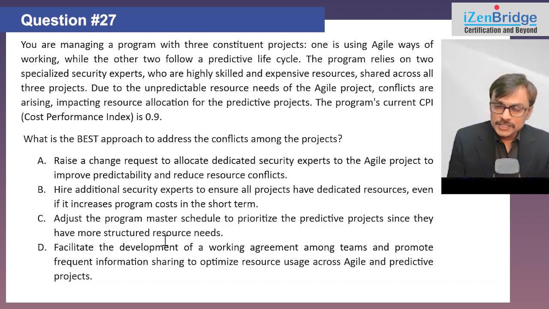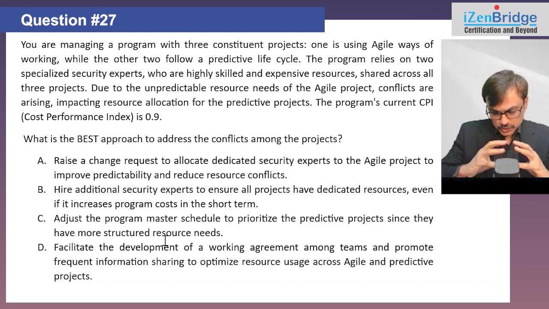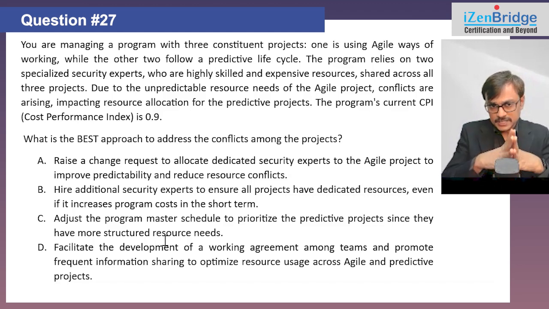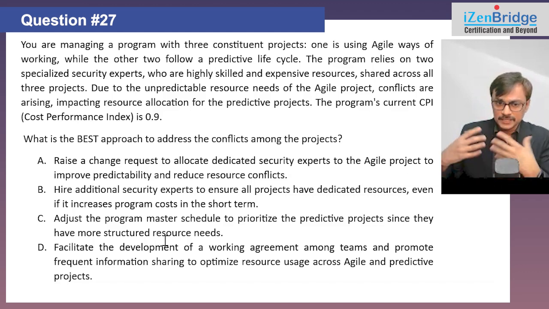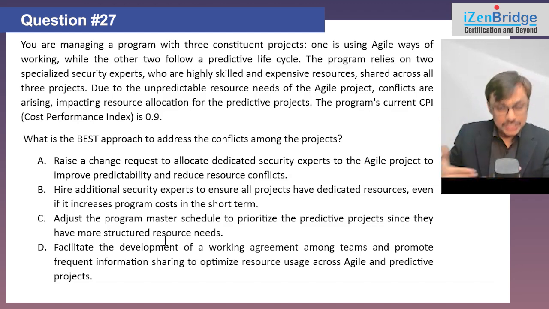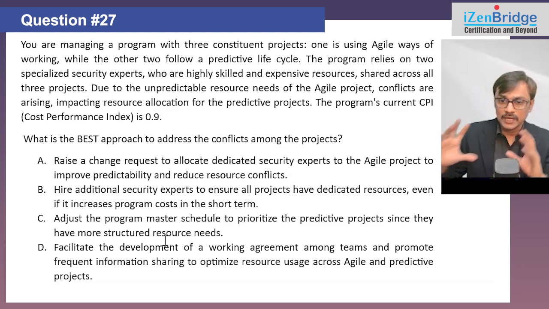Now, due to the unpredictable resource need of the agile projects, conflicts are arising, impacting resource allocation for the predictive project. And the program current cost performance index is 0.9. Yeah, so that's another piece of information given. So the challenge is agile teams are having unpredictable requirements, so they have an unpredictable requirement for the shared resources as well. And sometimes it creates a bottleneck, which is impacting the other projects as well. So what should I do?